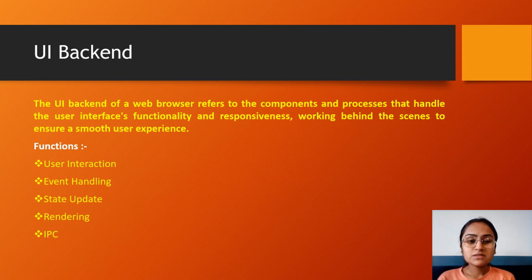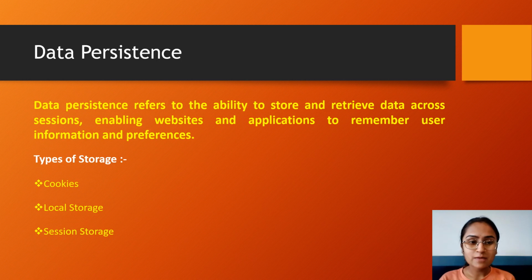The UI backend of a web browser refers to the components and processes that handle the user interface's functionality and responsiveness, working behind the scenes to ensure a smooth user experience. Its functions include user interaction, event handling, state update, rendering, and IPC.